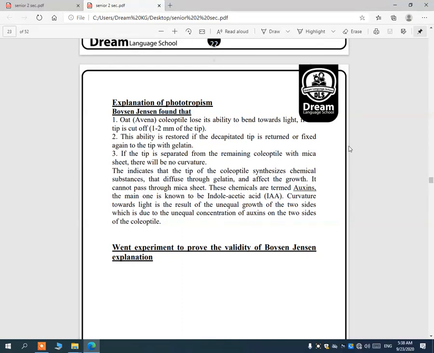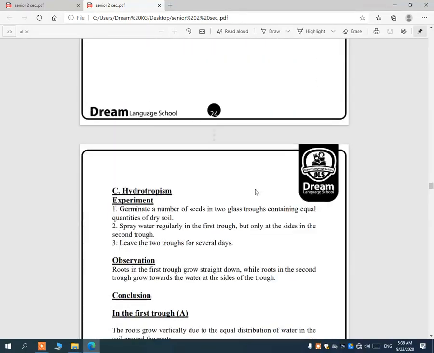Of the auxins, the main one is known to be indole acetic acid. The curvature toward the light is the result of unequal growth of the two sides, which is due to the unequal concentration of auxins on the two sides of the coleoptile. Also, there are experiments to prove the validity of Boysen-Jensen's explanation.